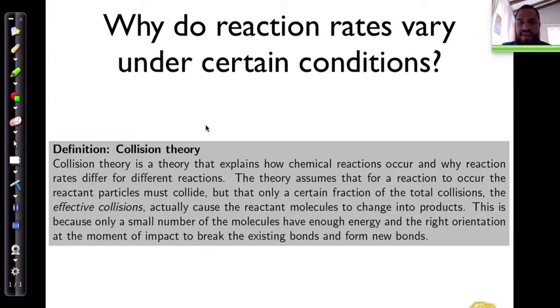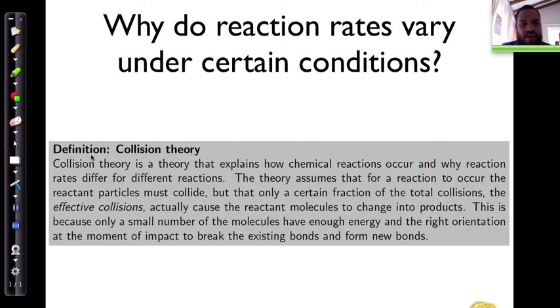Okay, so in this video we are looking at the collision theory, and this really answers the question as to why do reaction rates vary under certain conditions, right? And remember what those conditions are. They were temperature, catalyst, surface area, concentration, and pressure, as well as the nature of the reactants that you don't have much control over, which is the last one.